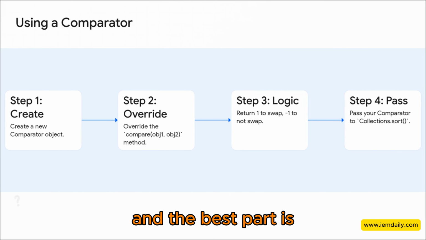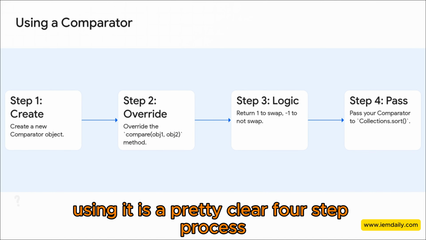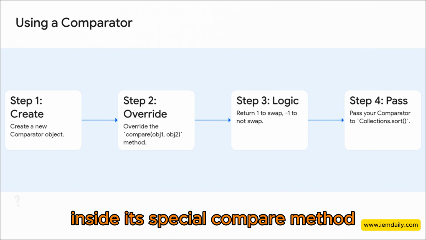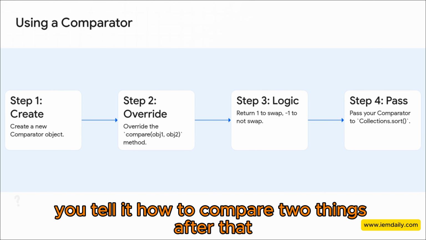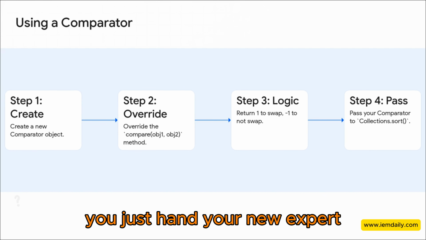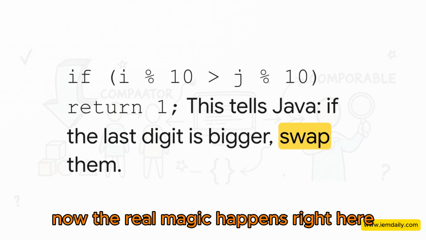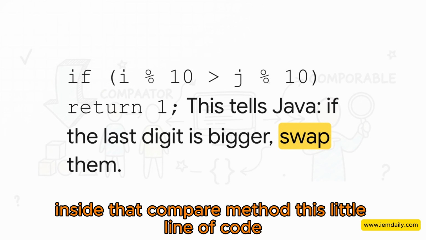And the best part is, using it is a pretty clear four-step process. First, you create your Comparator object. Then, inside its special compare method, you tell it how to compare two things. After that, you just hand your new expert rule set over to Collections.sort. That's it. Now, the real magic happens right here, inside that compare method.